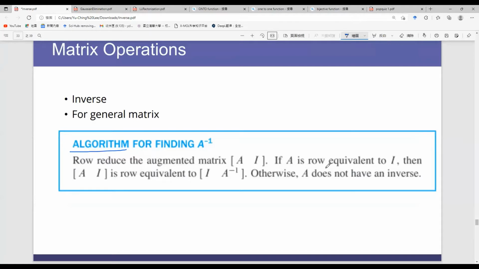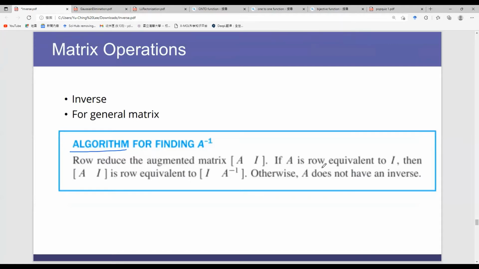And such an algorithm starts with writing down the matrix A here. And then right next to the A matrix, we put the identity matrix, which has exactly the same dimension as A. Suppose A is an n by n matrix, then we put n ones, n diagonal elements, to form an identity matrix.